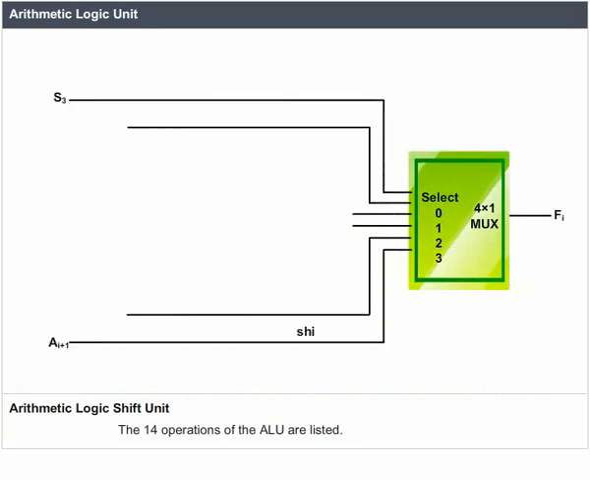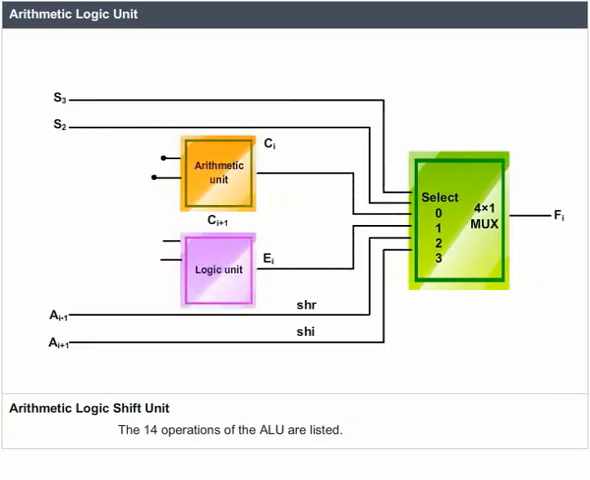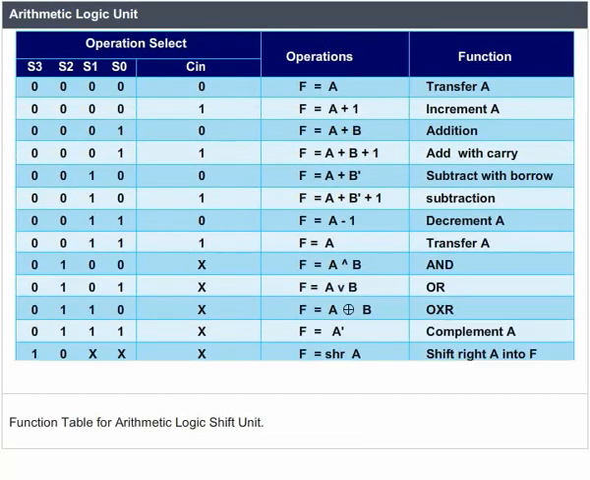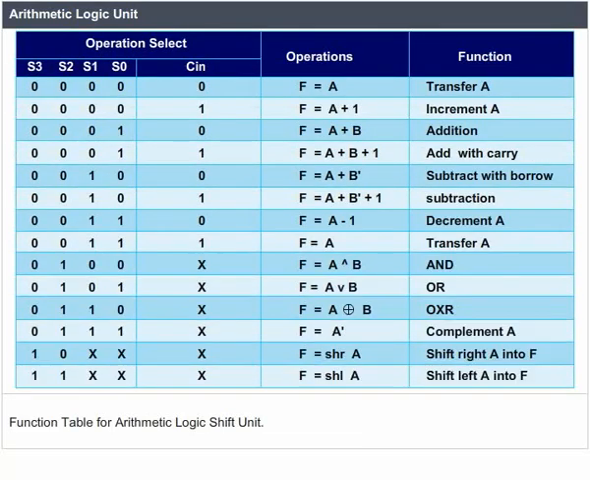Arithmetic Logic Shift Unit. The 14 operations of the ALU are listed. Function table for Arithmetic Logic Shift Unit.